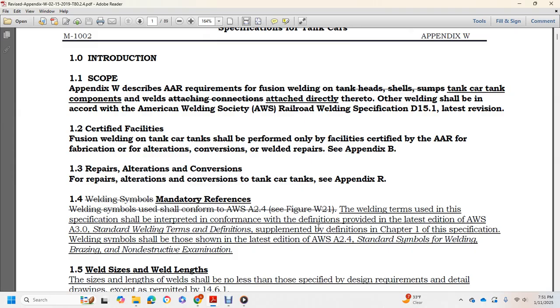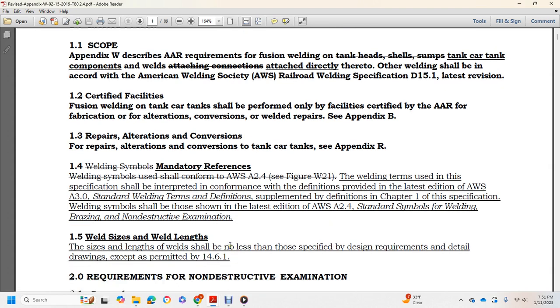Figure 4 to W2.1. Welding terms used in the specification should be interpreted to conform with the definitions provided in the latest edition of AWS A3.0, Standard Welding Terms and Definitions, supplemented by the definitions in Chapter 1. Specification welding symbols shall be shown in accordance with the latest edition of AWS A2.4, Standard Symbols for Welding, Brazing, and Nondestructive Examination.